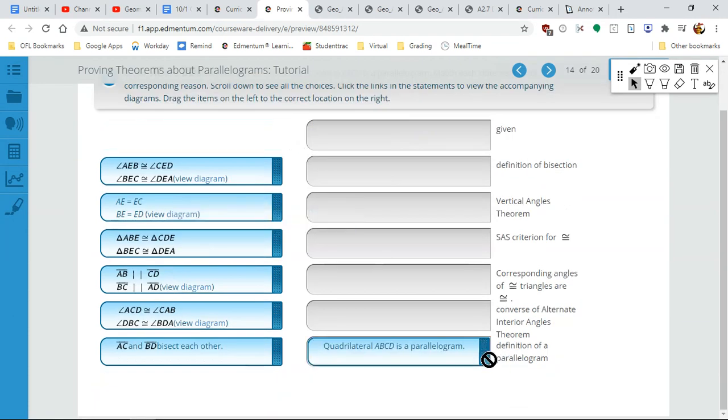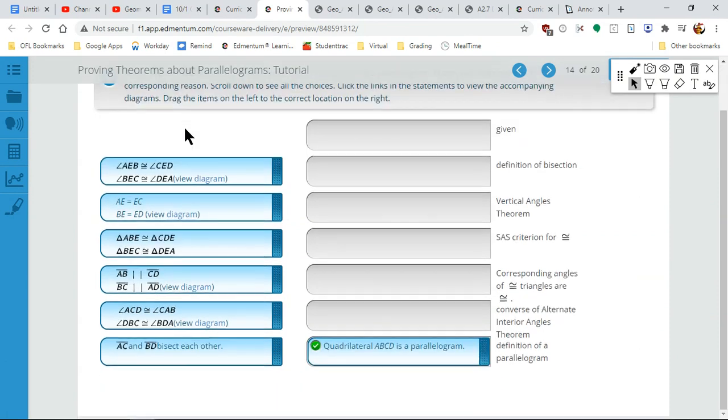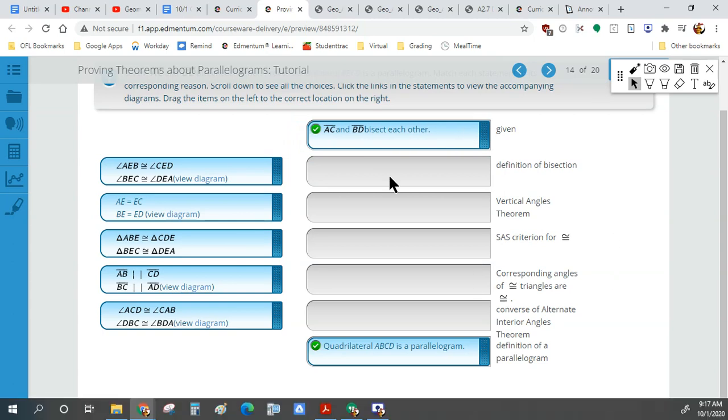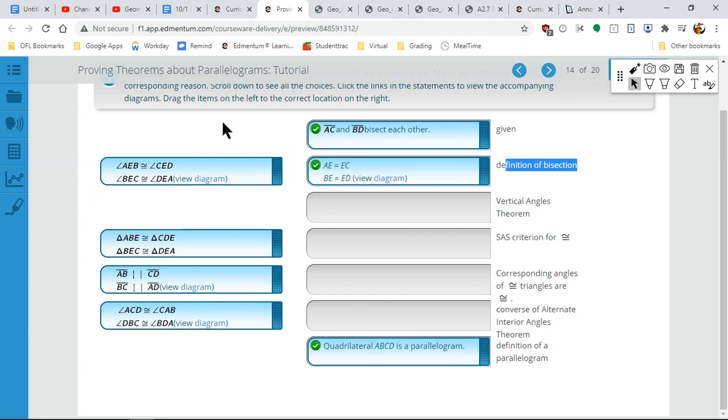So I always start with the end in mind. I know this is what I'm proving. What am I given? These two bisect each other. Okay, so I know that we start off with these two bisecting each other. So now the definition of bisection is that it cuts it in half. So it makes a midpoint. So that's going to be this right here. Make that midpoint.